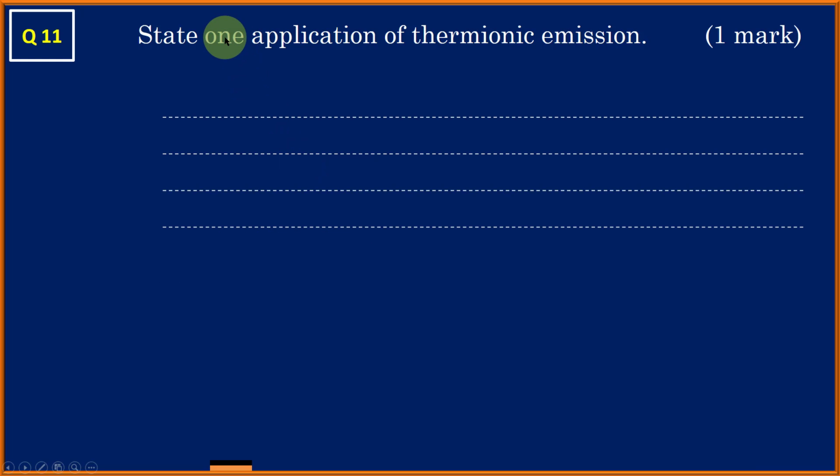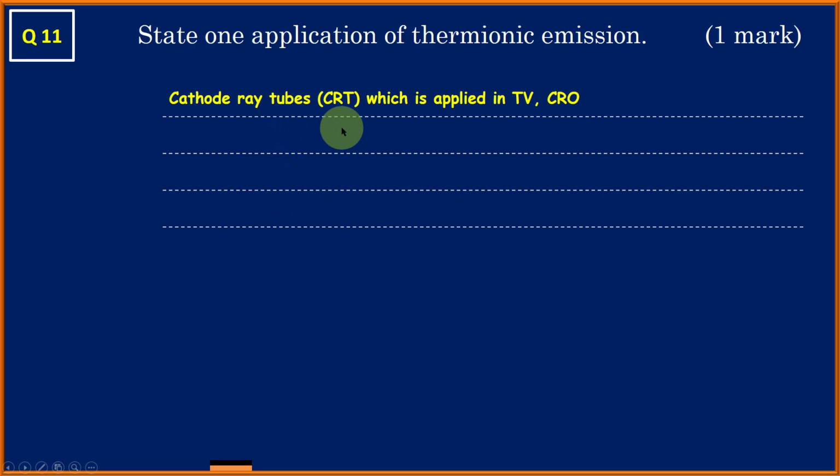Let's look at question 11. In question 11, we want to state one application of thermionic emission. One of these would be in cathode ray tubes, or CRTs, which find application in TVs and the CRO, but modern television sets no longer use this idea of thermionic emission. They use a different technology altogether, but initially TVs were using this. CROs are still using this technology. Radar systems also were using that technology at some point. But here, it's just an application that is required.